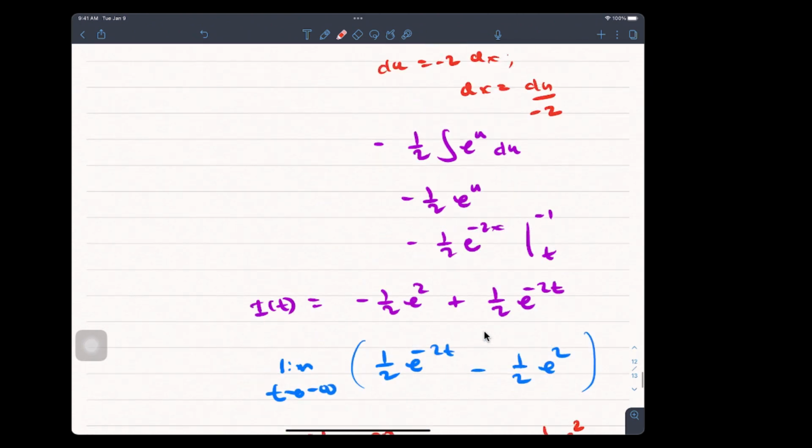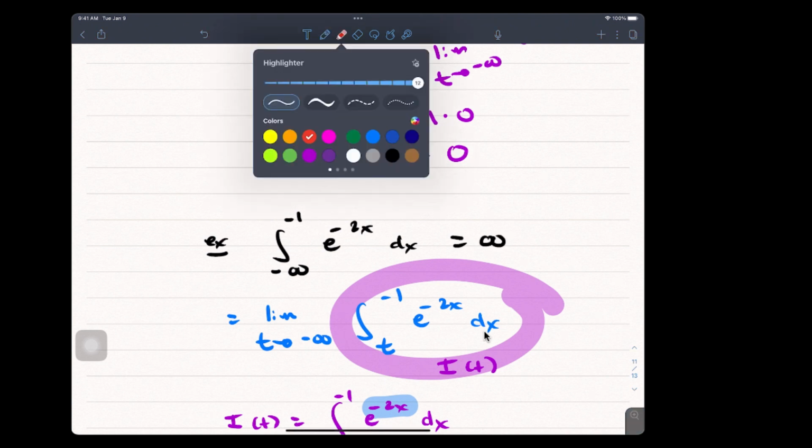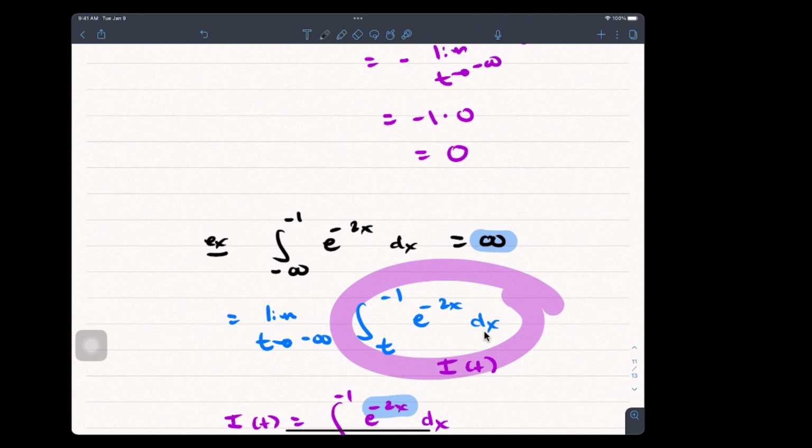So, ladies and gentlemen, what we've shown is this integral diverges because this equals infinity here. So what do we say? Diverges.